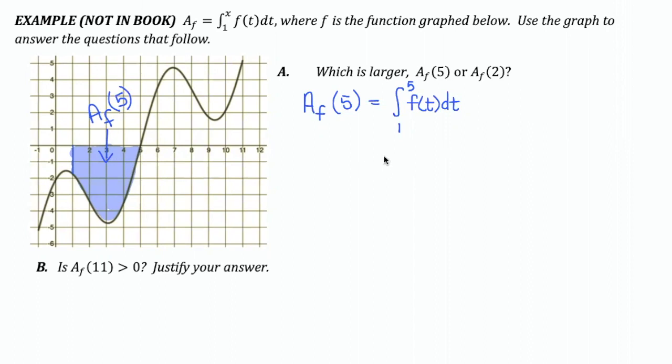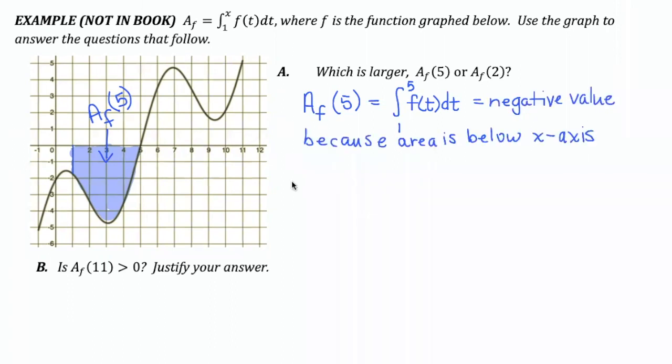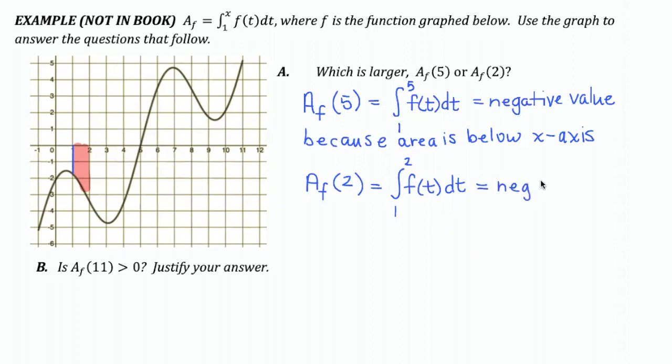Notice that this is below the x-axis. So I know that this is going to be a negative value because areas below the x-axis are always negative. Now I'm going to figure out what A sub f of 2 would be. Well, that's the integral, but only from 1 to 2 of f of t dt. I'll shade in that one. This shaded region is also located below the x-axis, so it will also have a negative value.